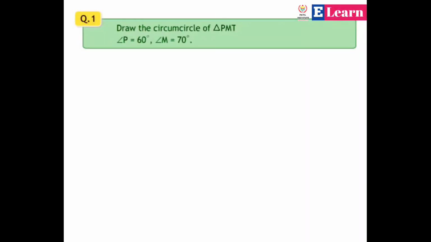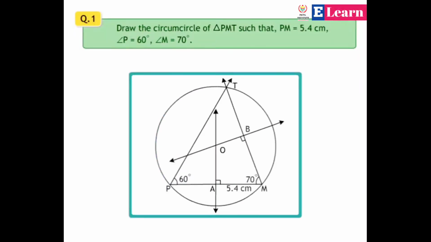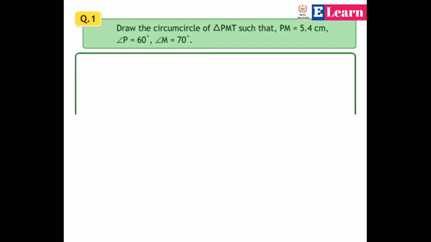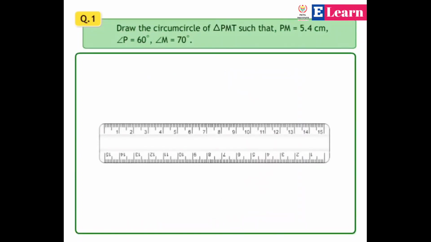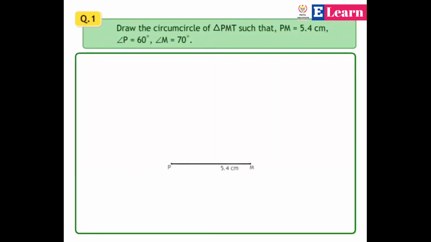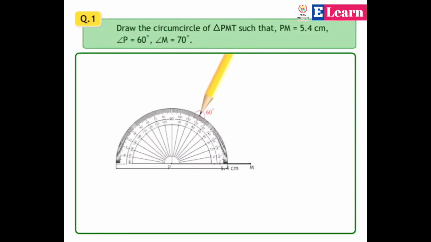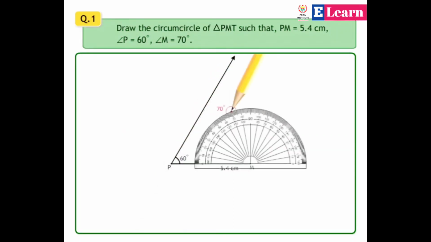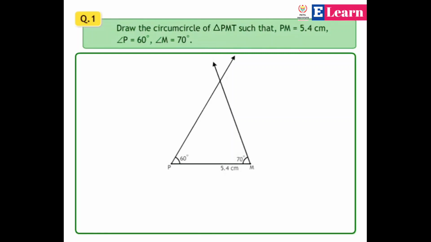Question 1. Draw the circumcircle of triangle PMT such that PM is equal to 5.4 centimeters, angle P is equal to 60 degrees, angle M is equal to 70 degrees. Solution. Let's look at the construction. First, draw segment PM of length 5.4 centimeters. Measure 60 degrees from point P and draw a ray. Now, measure 70 degrees from point M and draw a ray. Now mark the point of intersection as T. Thus, we get the required triangle PMT.